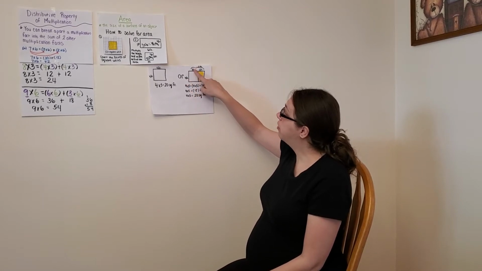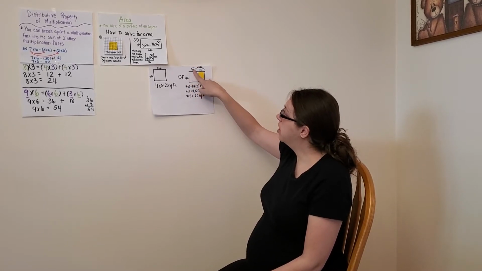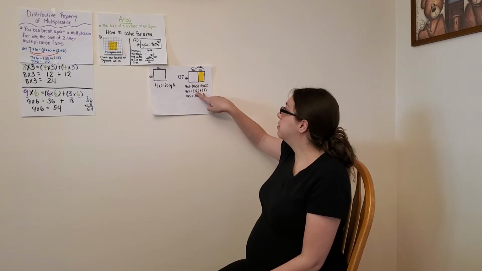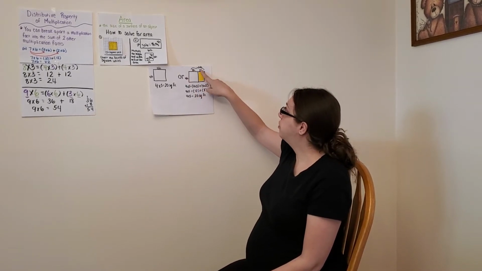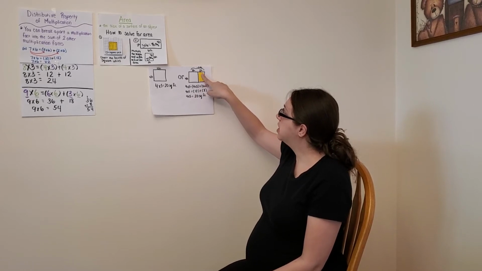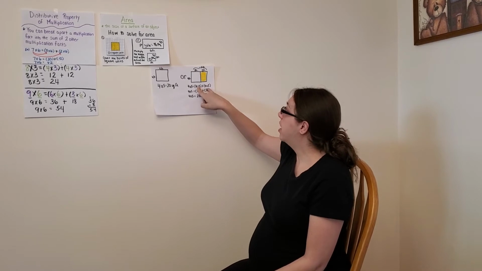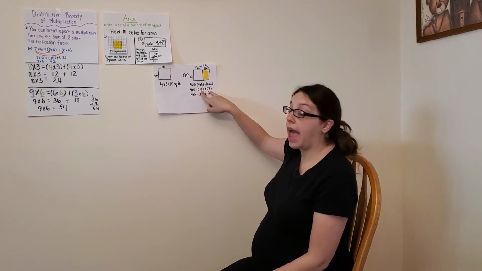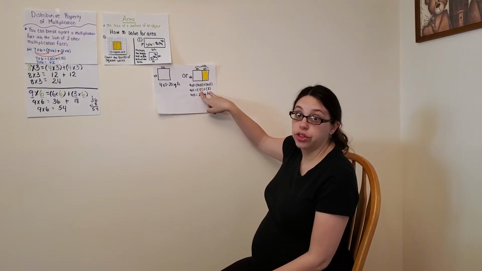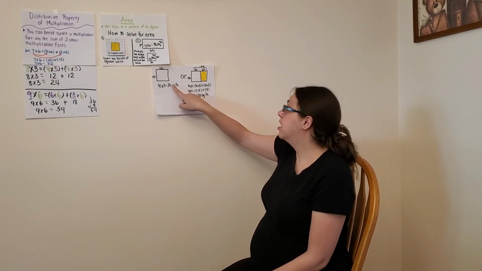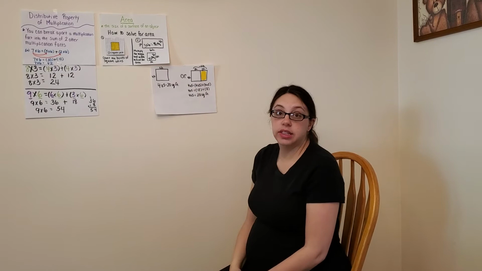Then I would do 4 times the 3 feet to get the area of this smaller rectangle, and 4 times 3 is 12. And then I do 4 times 2 to get the area of this yellow space, which is 8. Once I multiply, I add the two products together. 12 plus 8 is 20 square feet. Either way I do it, I get the same answer.